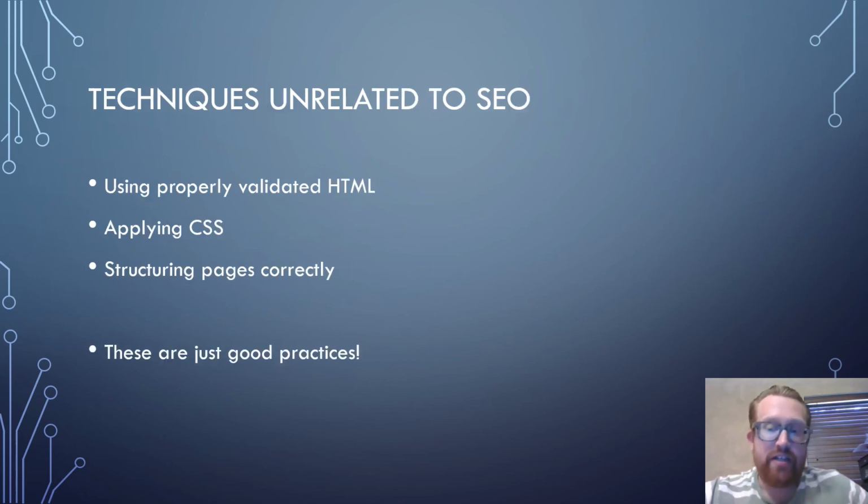So there are some techniques that I mentioned in the previous slide that are even unrelated to SEO, and these are just good practices that are going to help naturally build your SEO ranking. Using properly validated HTML, applying CSS, and structuring your pages correctly. A good, well-designed website leads to more people coming to visit it. Makes sense, right? So that's something you need to keep in mind when you are trying to bump your SEO ranking up: if you have a well-designed page, it's going to increase your ranking.